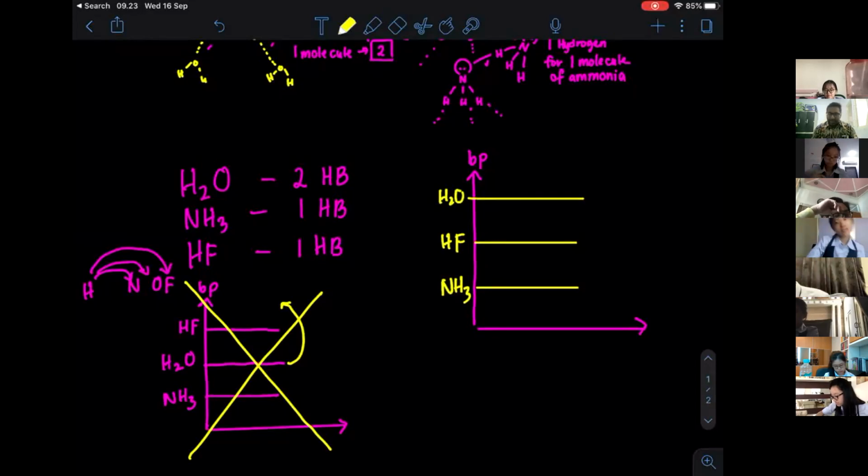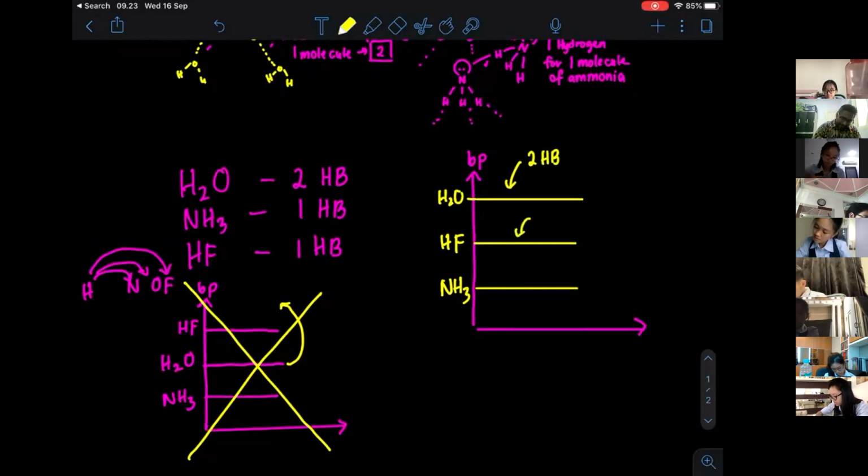The reason why the boiling point of water is higher than HF, so that they do not follow the electronegativity, is that water can form more hydrogen bonds per one molecule. You can also mention the number. Water can form two hydrogen bonds, whereas HF can form only one hydrogen bond, and ammonia can only form one hydrogen bond. Therefore, water has a higher boiling point.